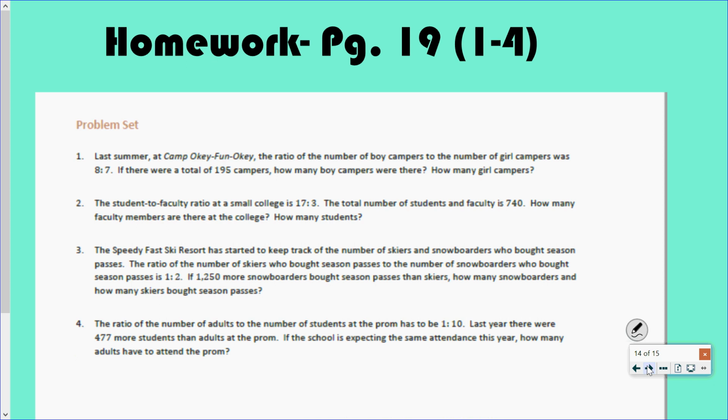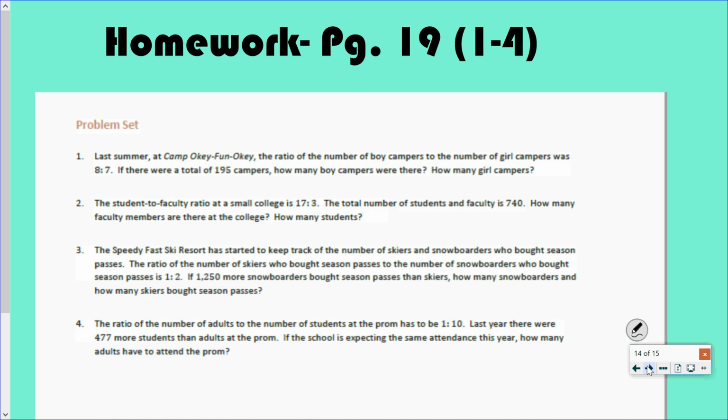Okay, let's look really quickly at our homework. Go back to page 19 real quick. Here's your first page of homework. Couple things I want to point out to you. It says last summer the ratio of boys to girls was 8 to 7. There were a total of 195. How many boy campers were there?